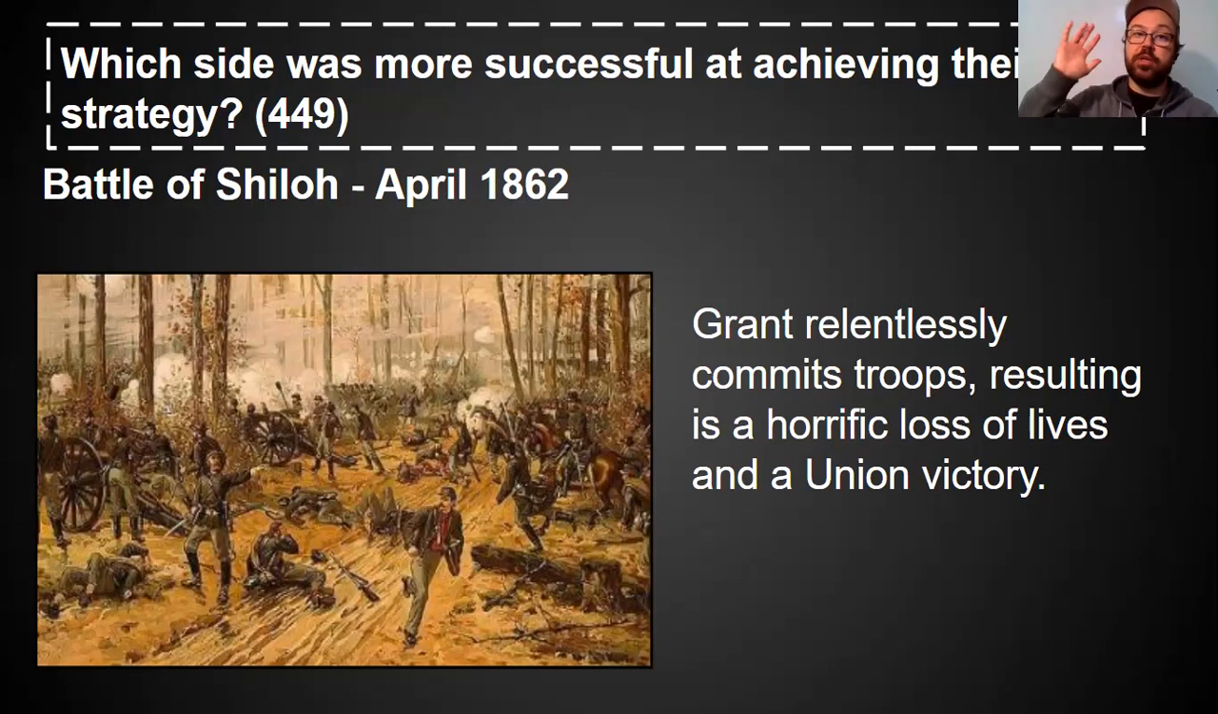So that's up to you to decide whether that's a good thing or a bad thing, because those are lives that are lost. And that's obviously heartbreaking for their families and everything like that. But this is war, you know what I mean? This is how you win it. So it's a tricky one, but that's Grant's approach. And that's what Lincoln's looking for in the East.